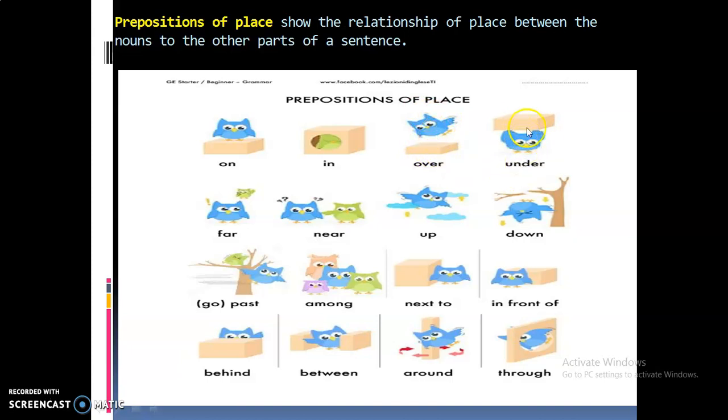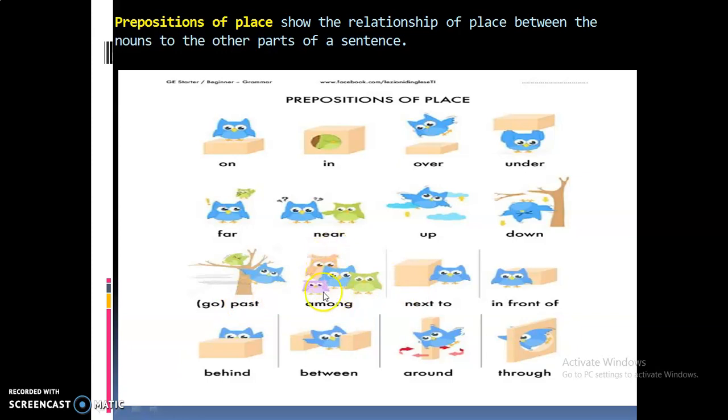And now again this is under. So this is how we can, when something is under the table, you can say under. And far, it is not closer to this thing, it is far. And this is near, up, down, past, half past 9. We used to say half past 9.